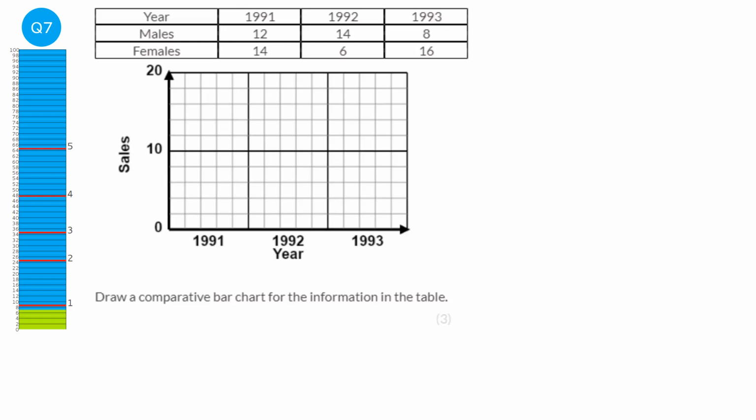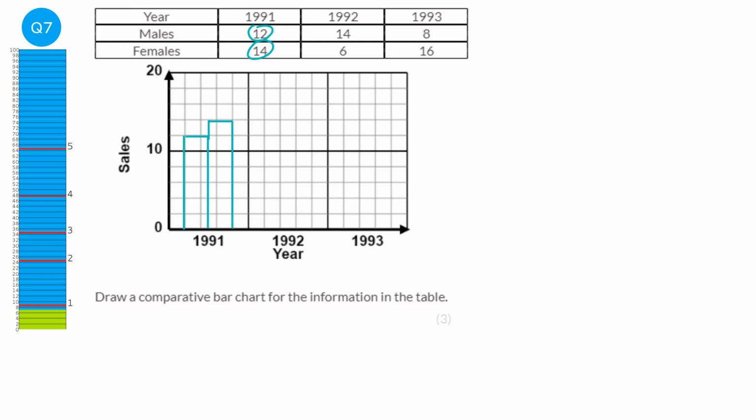A comparative bar chart is where you have 2 bars next to each other meaning different things. So it's probably easier just to start drawing it, and then we can talk about it as we go along. So we've got males here at 12. And so what we want to do is a bar that is 12 high. And these are going up in 2s. So it will be up here. There we go. And then right next to it, we're going to do females, which is 14. And so what we're going to do is make this go up to 14.